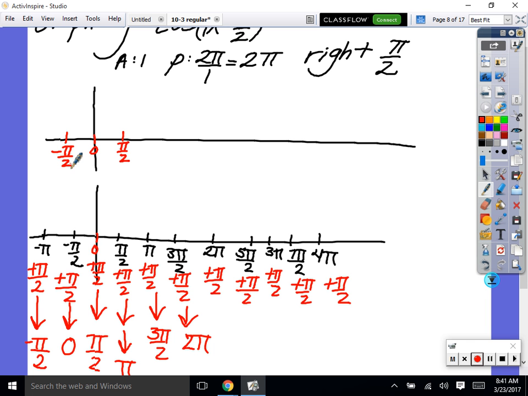And the next one would be at pi. The next one at 3 pi halves. The next one at 2 pi, and so on. 2 plus a half is, and you can do it in your calculator, I think it's 5 pi halves. So this will be 5 pi halves. And then 6 pi halves will be 3 pi, and so on.